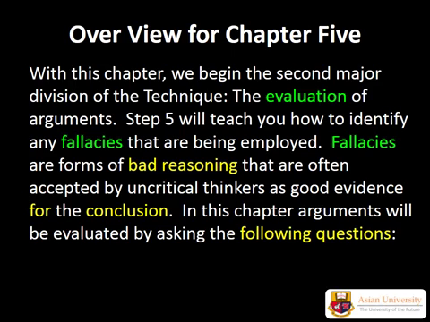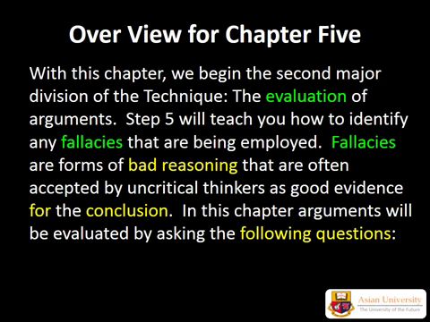With this chapter, we begin the second major division of the technique, the evaluation of arguments. Step 5 will teach you how to identify any fallacies that are being employed. Fallacies are forms of bad reasoning that are often accepted by uncritical thinkers as good evidence for the conclusion.